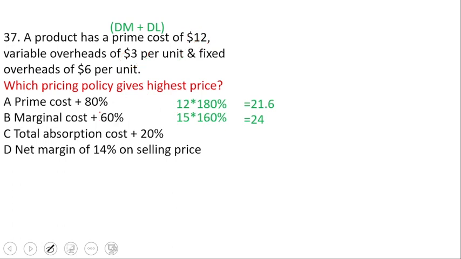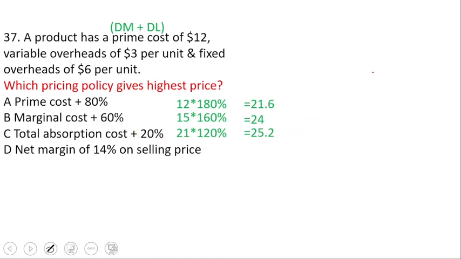Now option C, total absorption cost plus 20%. What do you mean by absorption cost? This is the total cost that is including fixed cost. Fixed cost is $6 per unit. So to $15, which is a variable cost, you have to add 6. So 15 plus 6 gives you $21 and multiplied by 120% because they've said 20% plus. So the selling price is $25.2.